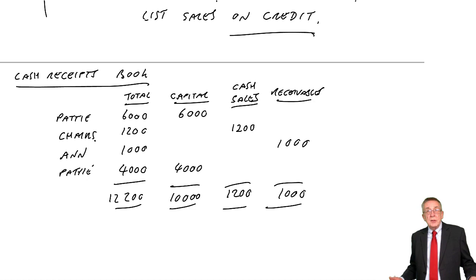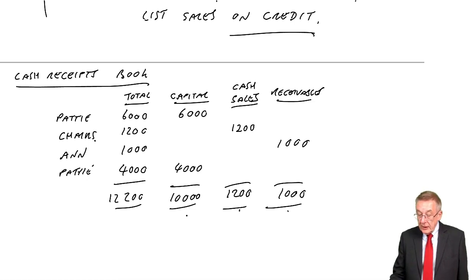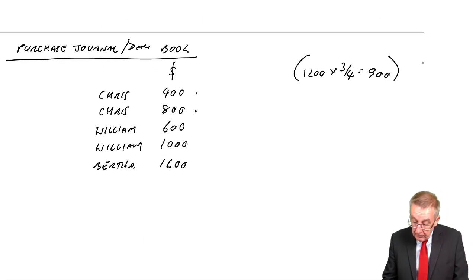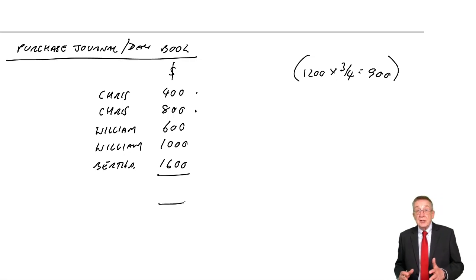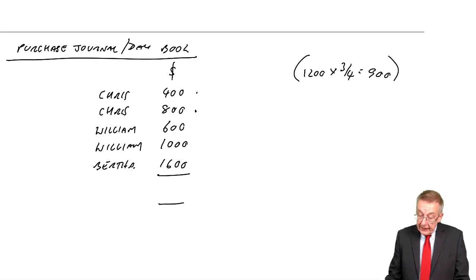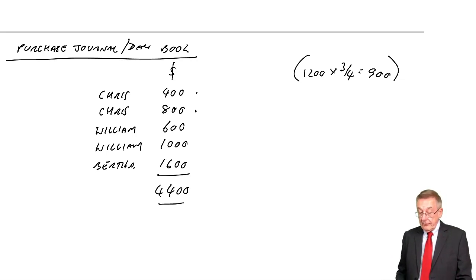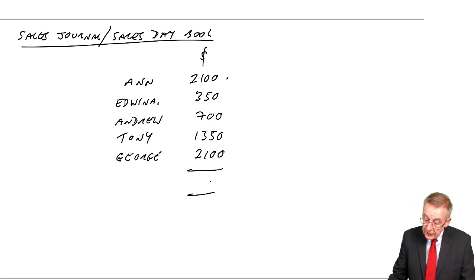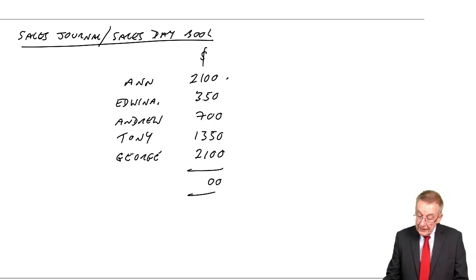And of course, no problem here because it's a very short exercise, but there is a little check on ourselves. The total of these three columns, 10, 11, 12, obviously should equal the total column. What else? The purchase journal, purchase day book, the purchases on credit. The total there is 4,400. And the sales journal, the sales on credit, the total, 6,600.